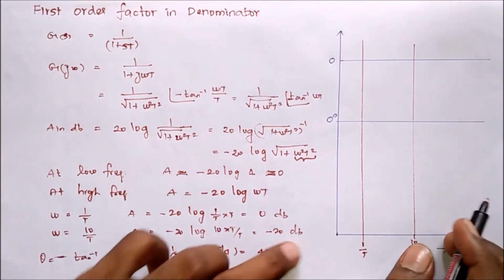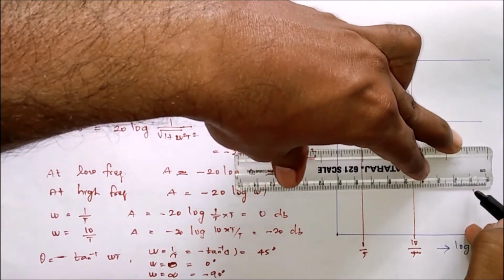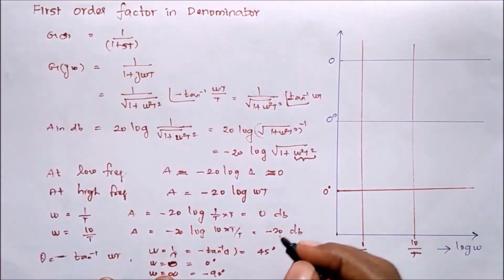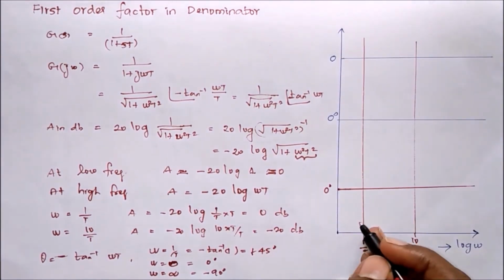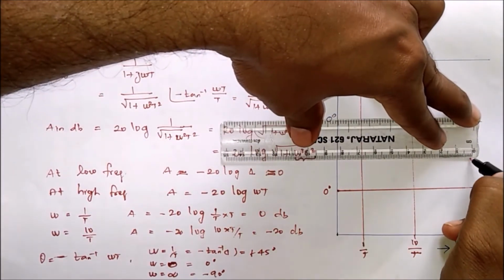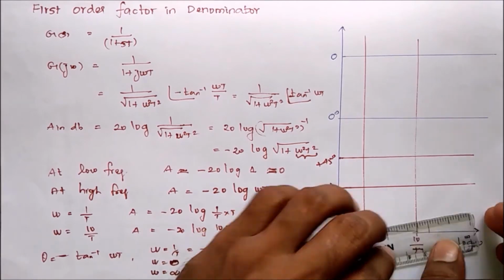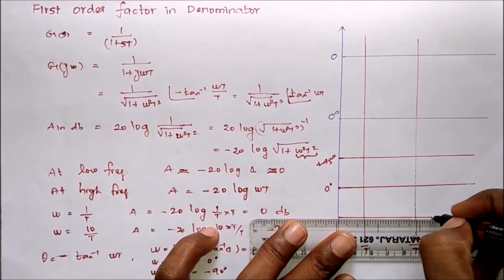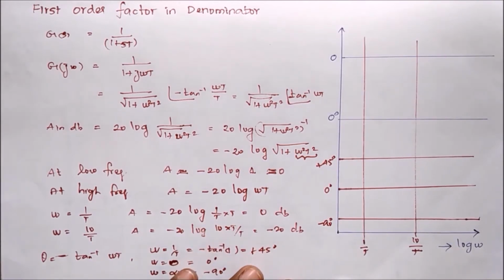So now this is 0. I am going to consider this is 0 degree. Now next, plus 45. This is plus 45. Next, this is minus 90 degree. This is minus 90 degree.